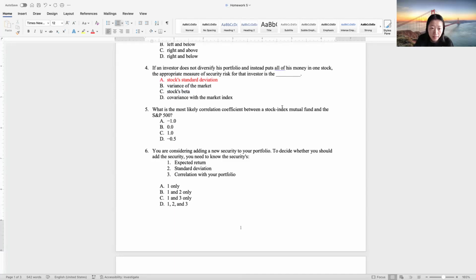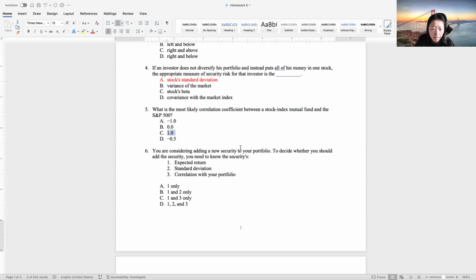So the stock index mutual fund and the S&P 500. You know that the S&P 500 is usually what we call the market index. And the stock index mutual fund, as we learned in class, is also a diversified portfolio that tries to mimic the performance of the index. So you have a fund that follows the market, and the market itself. So the correlation is very likely equal to 1.